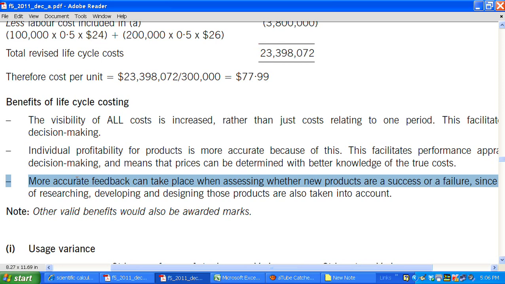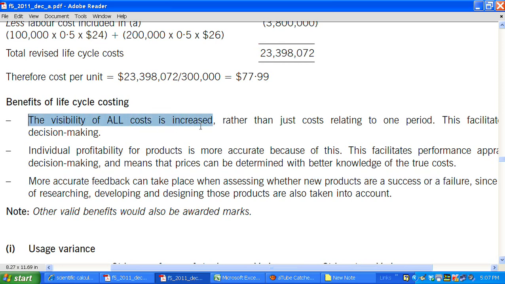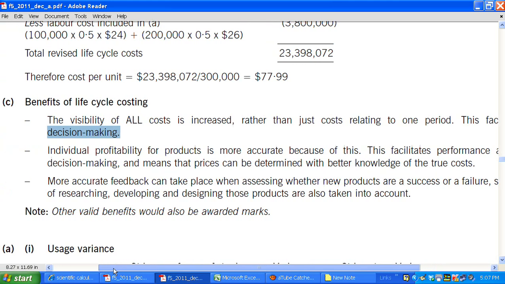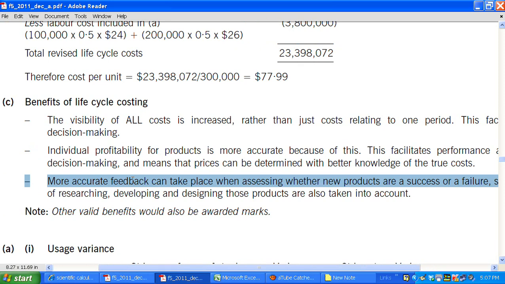And then generally the marking guide says that as long as you give a sensible answer at this point, you state the benefit, and then you make an additional statement. So for instance, here they say the visibility of all costs is increased. And why is this good? It is good because it facilitates better decision making. So each comment you make is the statement itself and then a justification of that statement. So whatever other sensible reason you have here, you'll be able to get a valid mark.